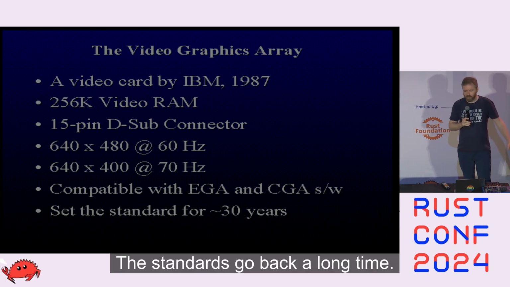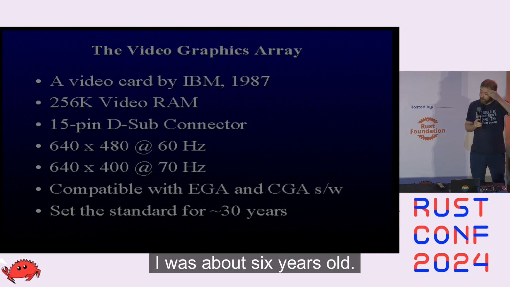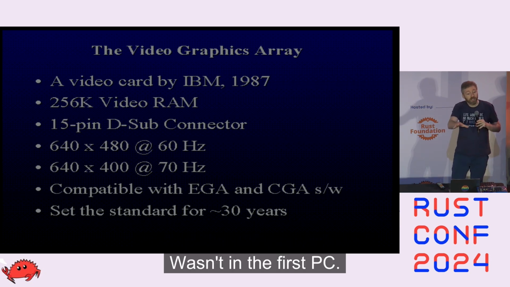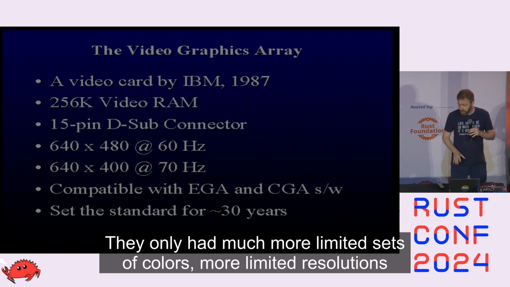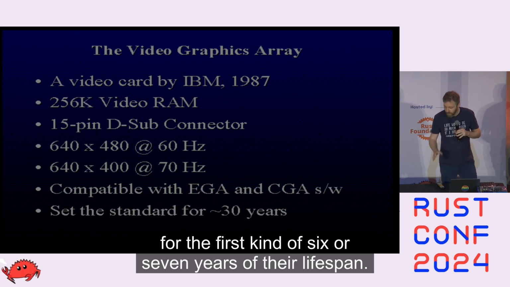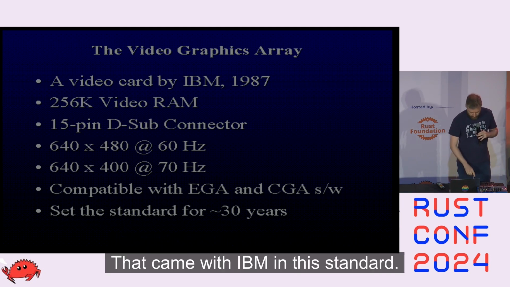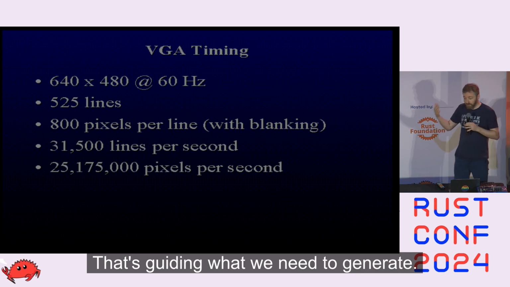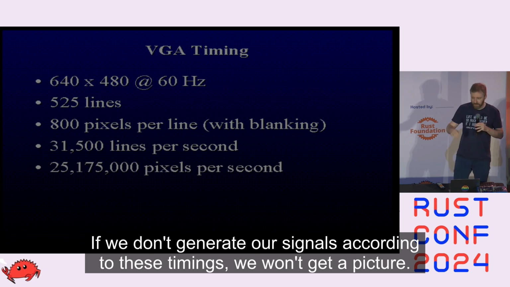The standards go back a long time. We first saw this kind of video at these resolutions in 1987. I was about 6 years old, and the Video Graphics Array from IBM was released. It wasn't in the first PC. PCs have been around since 1981. They only had much more limited sets of colors and more limited resolutions for the first 6 or 7 years of their lifespan. And this is where we get the classic 640 by 480 resolution from. That came with IBM in this standard. So that's 640 by 480, that's guiding what we need to generate. If we don't generate our signals according to these timings, we won't get a picture.